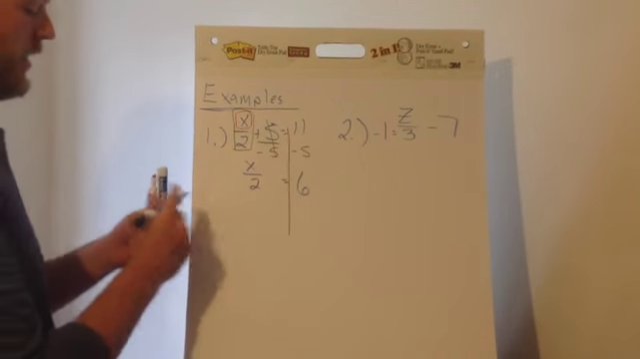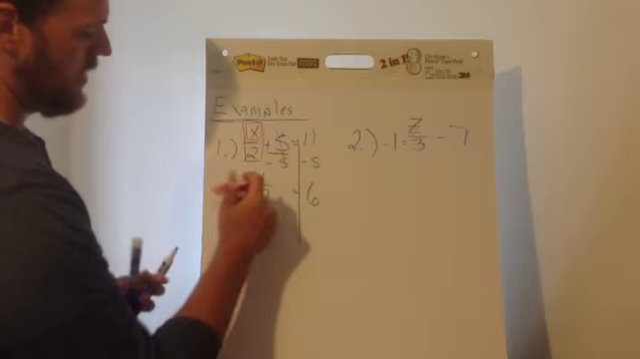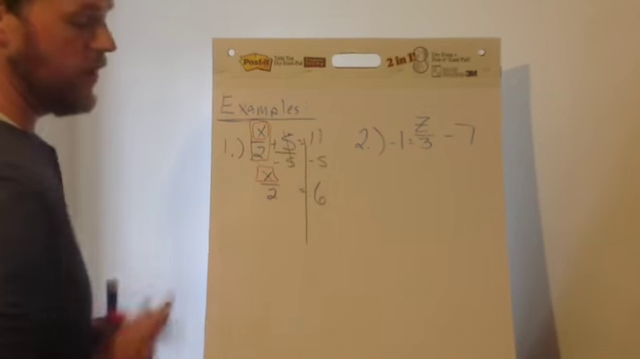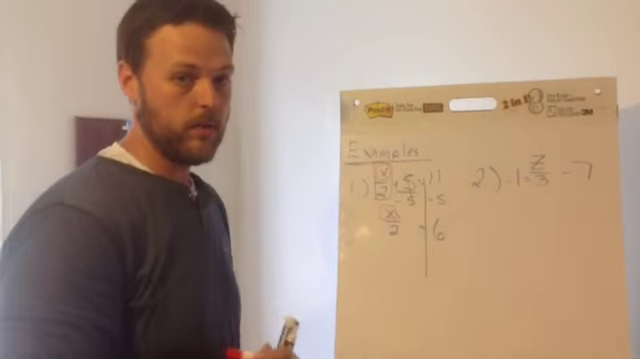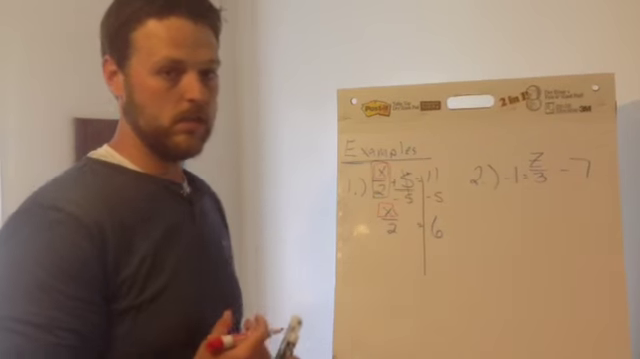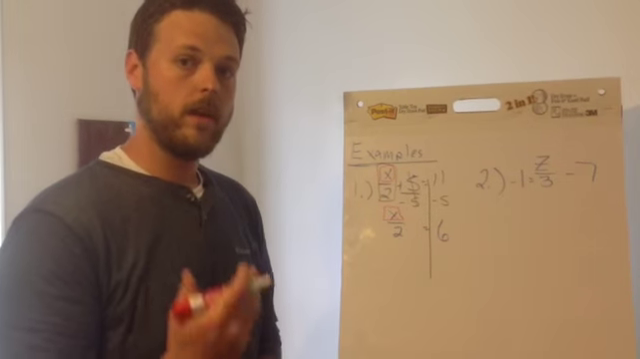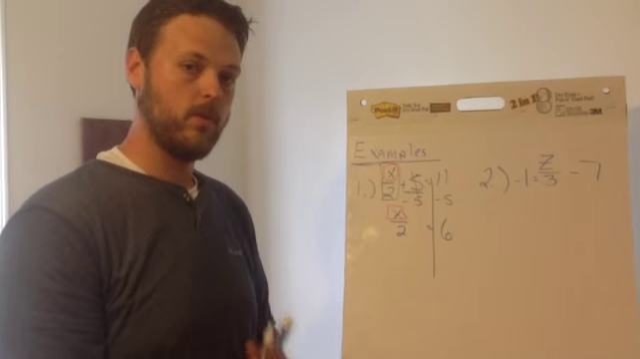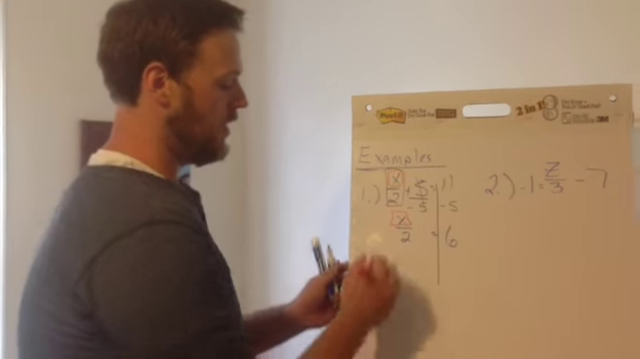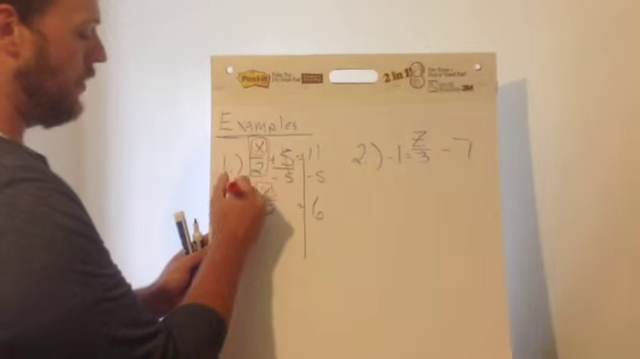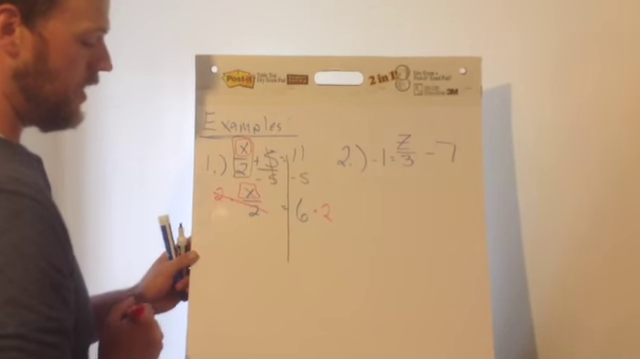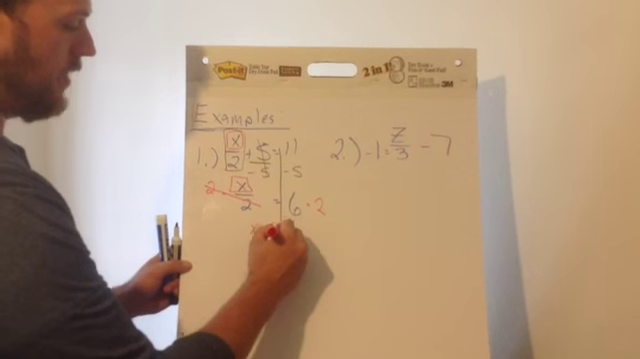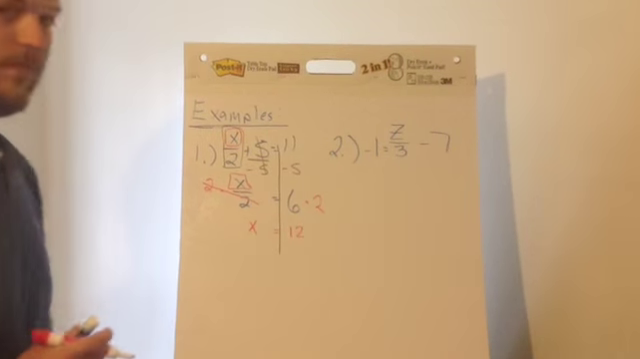Step 2 is to get x all by itself. So to do that, we have to recognize what operation we have here. We have x divided by 2. So to get rid of a division, we have to do its inverse, which is multiplication. So if I multiply by 2 on both sides, this goes away. Leaves me with x equals 12.